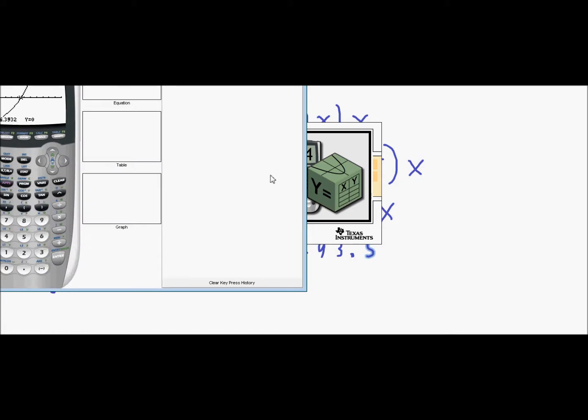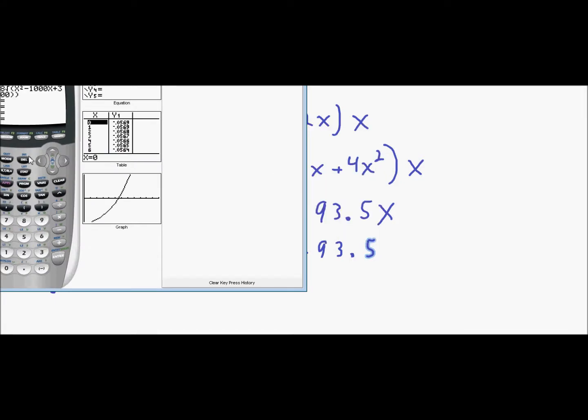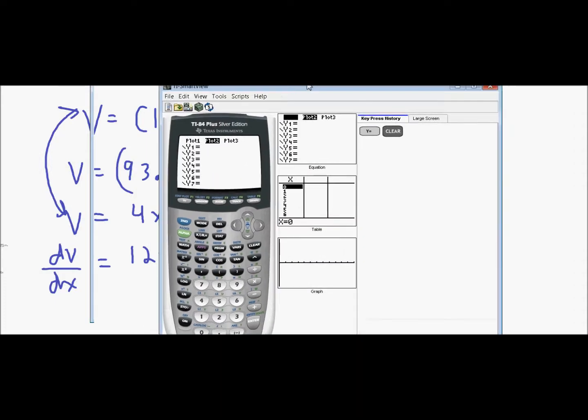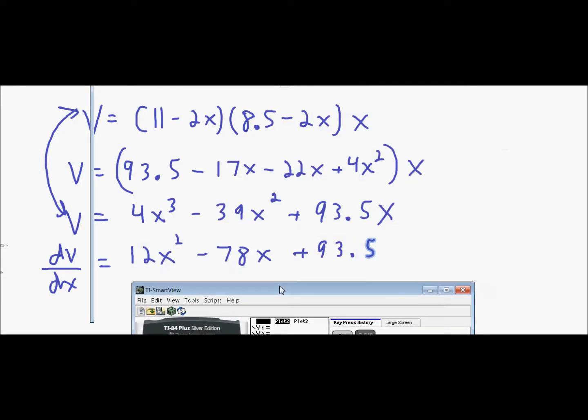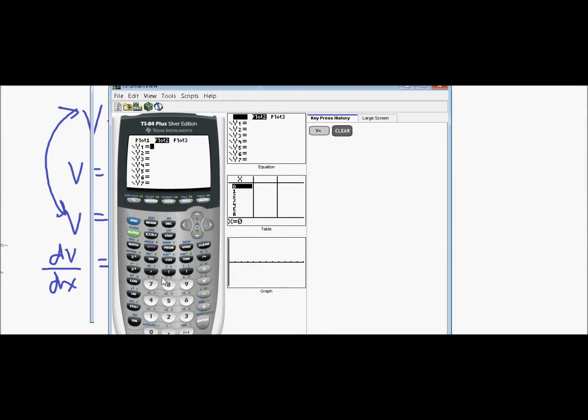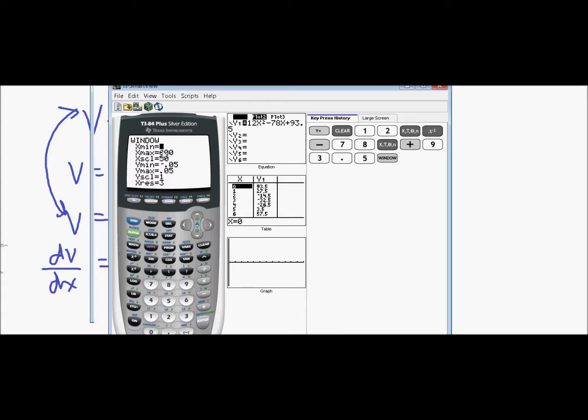There we go. So what we want to do here is clear out any functions we got. So I'm going to hit clear. Let me make sure you can see this. And I'm going to enter in the function, which is 12x squared minus 78x plus 93.5. Now when I graph this, I want to see where the zeros are. I know x can't be less than 0 because that's the height, so I'm not going to change the x min. The x max can't be more than, I'm just picking a number, 15, because the paper is only 11 inches long, so there's no way we can cut off more than 15 inches.